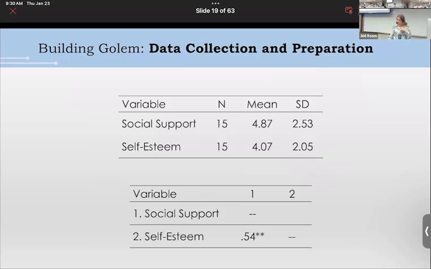All right, so here we have some descriptives. So we've got a mean social support of 4.87 with a pretty decent standard deviation. Self-esteem is 4.07, and we can see that they're correlated at 0.54.